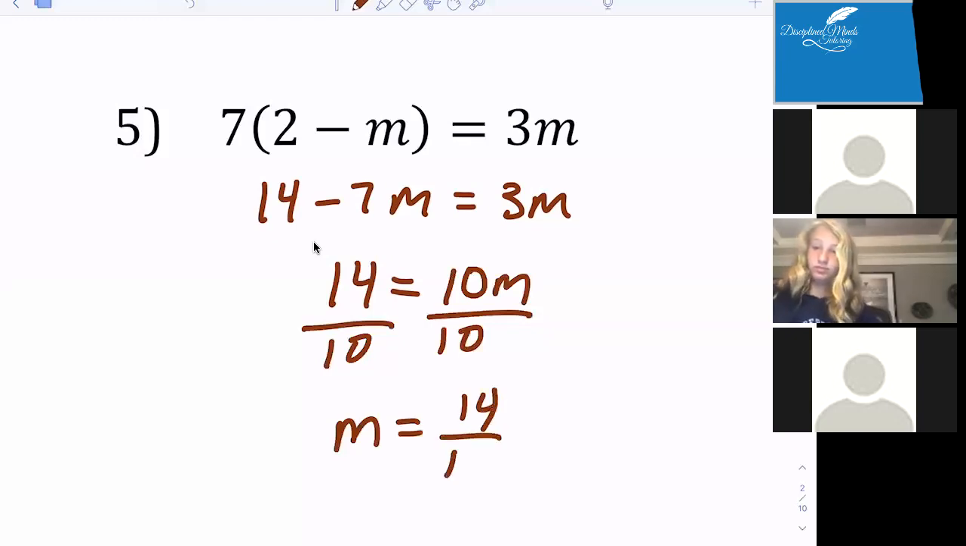Now, Tucker, can I reduce 14 over 10? Yes. To what? You can reduce it to 7 over 5. Tucker, that sounds so good. Finally. See what I'm saying, right? That's why I've been fussing at you. Come on, you can do this. Everybody can do it. All right. Does anybody need help with number 5? Does anybody need me to slow down to say anything more?